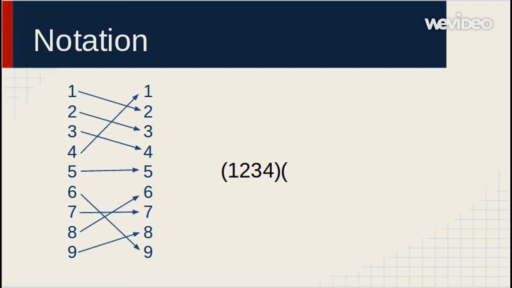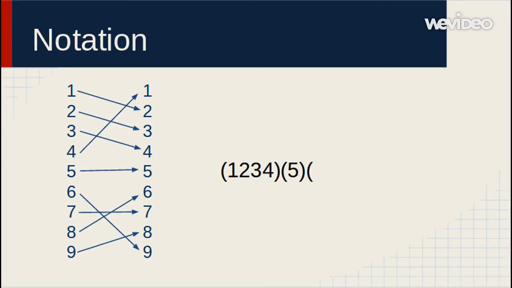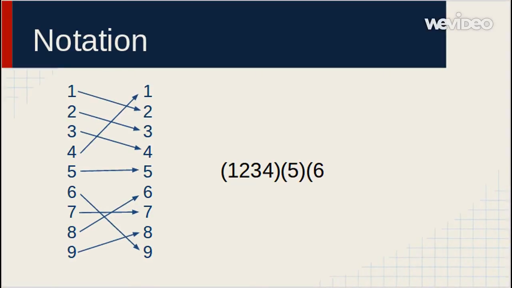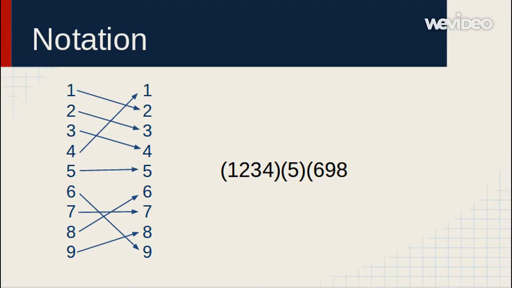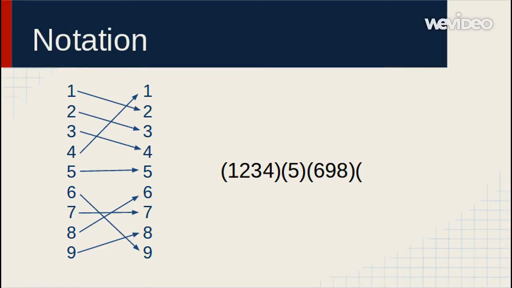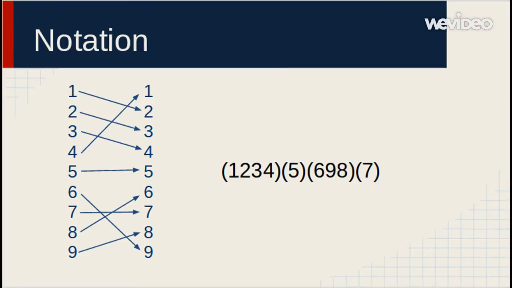Well, now we have 1 cycle down, so we need to start at the next point. Let's try 5, because that seems easy. So 5 goes to itself, so we do open parenthesis, 5, close parenthesis. Now we need somewhere else to start, so we do open parenthesis and then 6. Well, the arrows indicate that 6 goes to 9, so 9 would be next. And then we start at 9, and we see from the arrows that 9 goes to 8, so then we put 8. Then we go back to 8, and the arrows indicate that 8 goes to 6. So we are going back to 6, so then we need to close the parenthesis to indicate that our cycle repeats itself. And then we're left with 7. Well, 7 goes to itself, so we need an open parenthesis, 7, close parenthesis. And now we have our permutation.